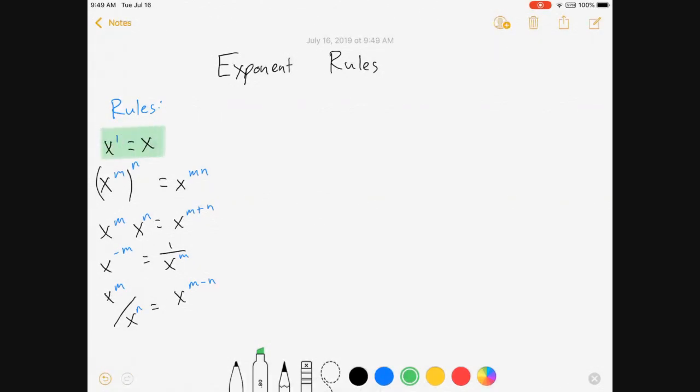Anything raised to the first power is itself. X to the m, so some power m, raised additionally to the n is equal to x to the m times n. X to the m times x to the n equals x to the m plus n. X to the negative m is 1 over x to the m. And x to the m over x to the n is x to the m minus n.